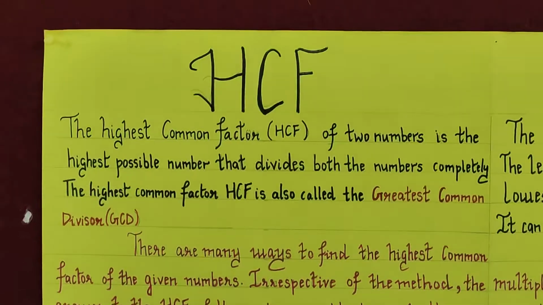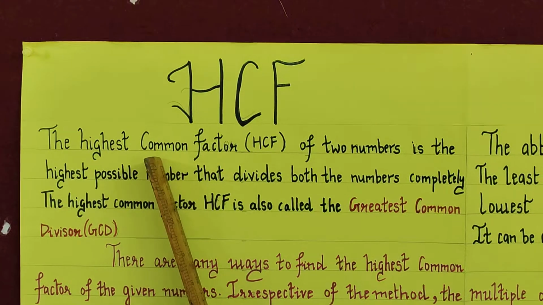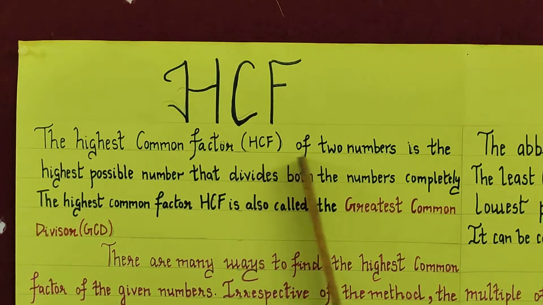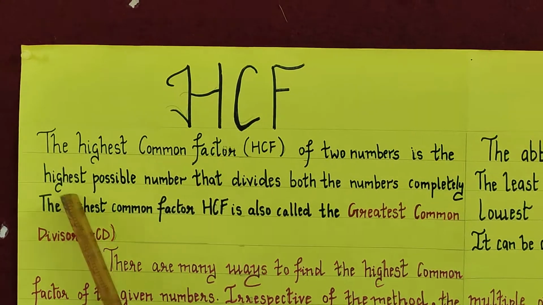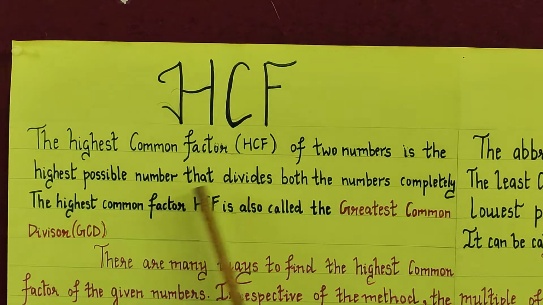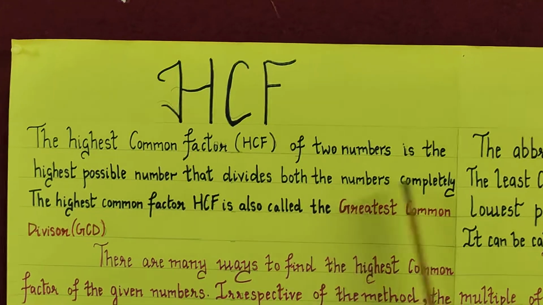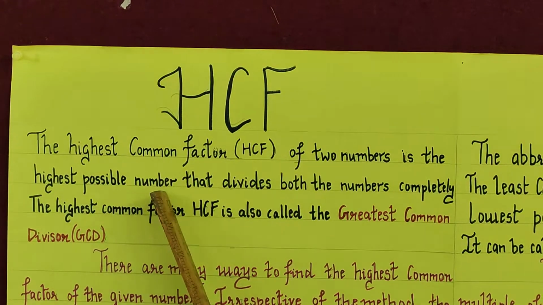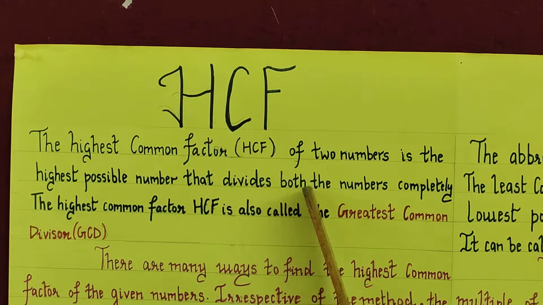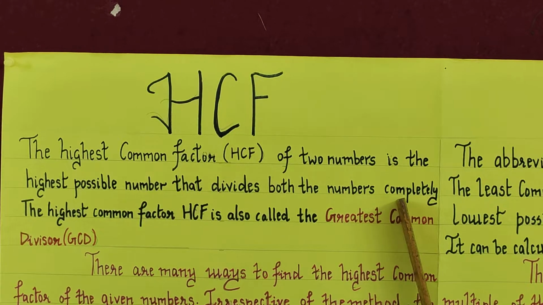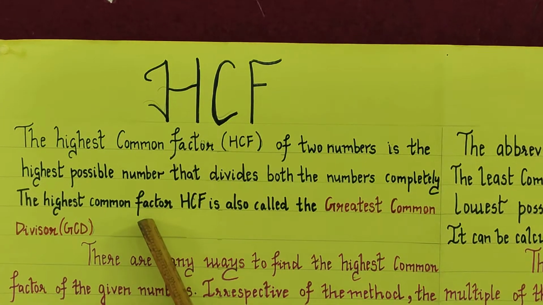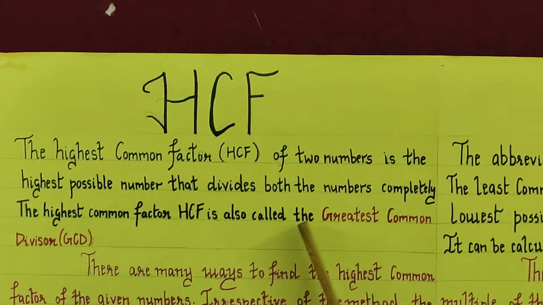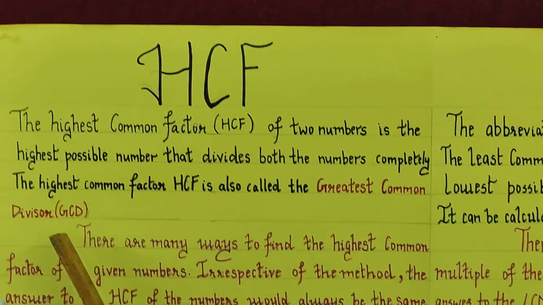When I say HCF, the highest common factor of two numbers is the highest possible number that divides both the numbers completely. That is, we require the highest possible number that will divide both the respective numbers completely. The highest common factor, HCF, is also called the greatest common divisor.